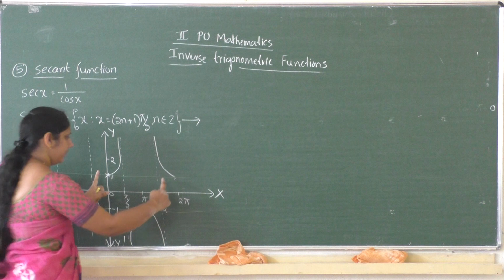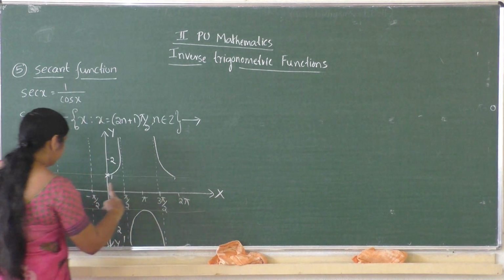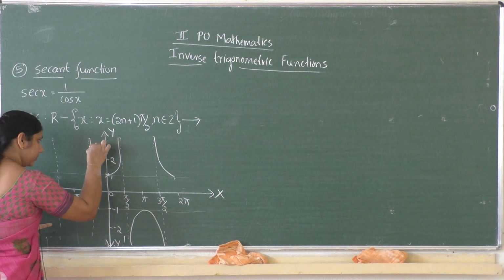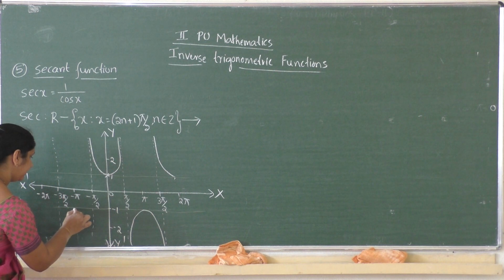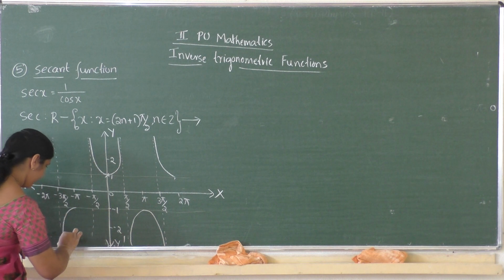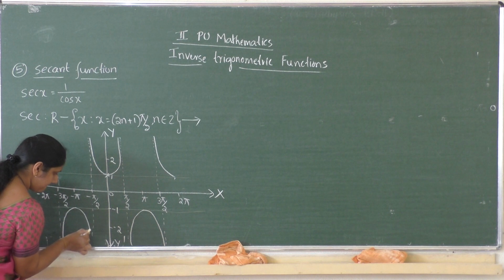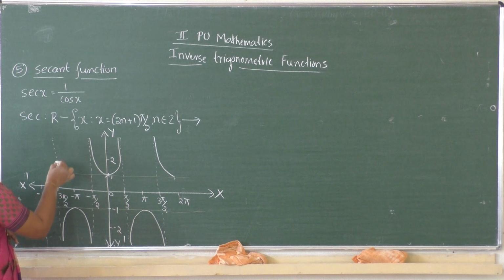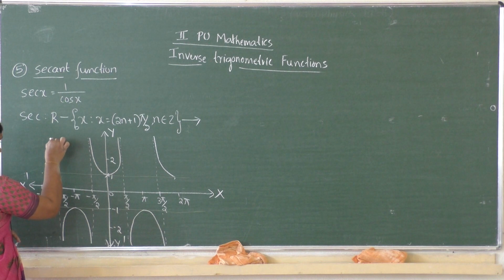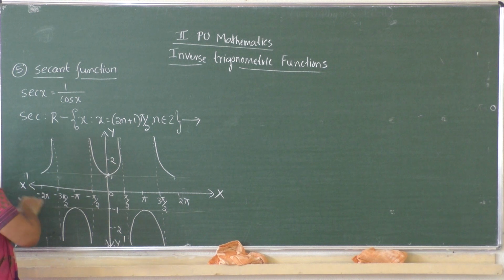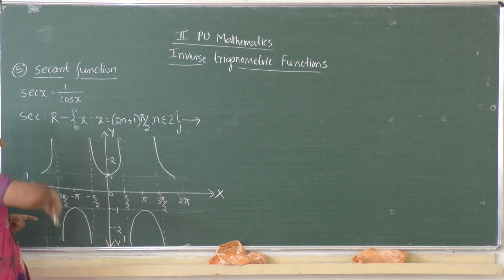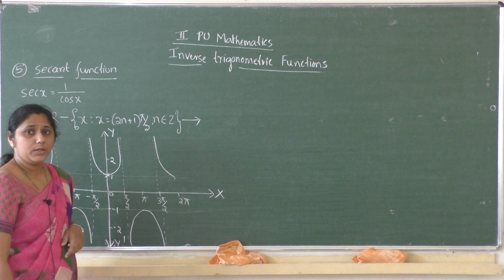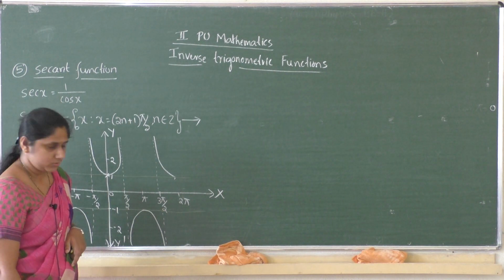Same graph repeats. Just copy this and paste it here. So the graph looks like this. So this is the graph of sec function. Now we know already the domain, that is what is the domain? R minus set of all x such that x equal to (2n plus 1) pi by 2 where n belongs to Z.